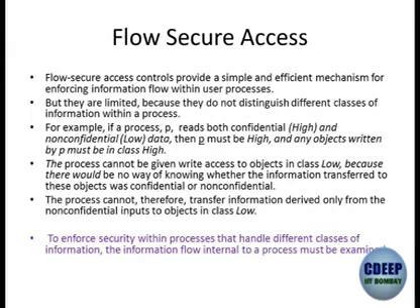For example, consider a process P that can read both confidential, that is high, and non-confidential, low, data. Then P must be high, because that is the one which comes to the top in the lattice. And any object written by P must also be in the class high. The process cannot be given write access to objects in class low, because then confidential information will be leaked, and thus there would be no way of knowing whether the information transferred to these objects was confidential or non-confidential.